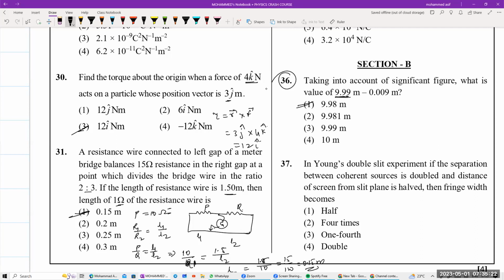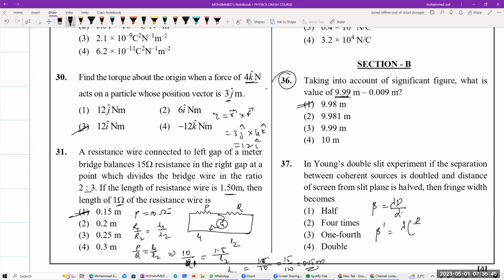37 देखो. In a double slit experiment, if the separation between the coherent sources is doubled and the distance of the screen from the slit plane is half, then the fringe width will become how much? Fringe width का फॉर्मूला मैंने कल ही बताया था आप लोगों को. Beta is equal to lambda into capital D divided by small d. Lambda dash will be equal to how much? Lambda. और इसने बोला कि the distance between the screen and the slit is half.